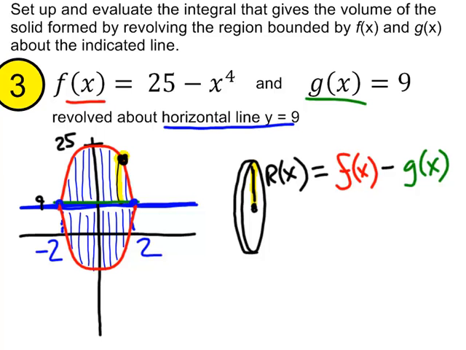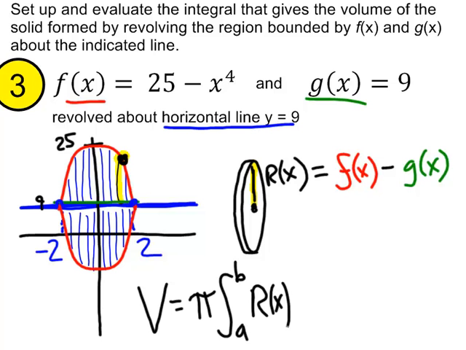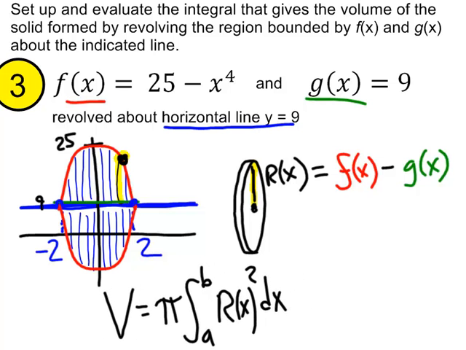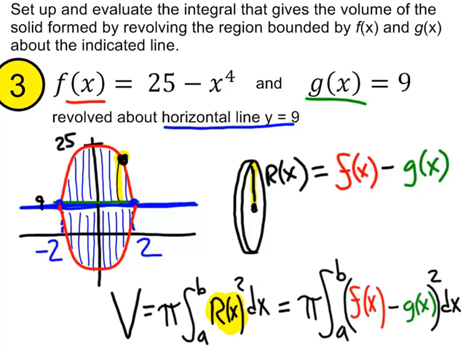And since there is no longer any outer surface versus inner surface, we're just dealing with disks, not washers anymore, we'll go back to the formula volume is pi times the integral of r of x squared dx. And in this case, r of x has been replaced by f of x minus g of x.